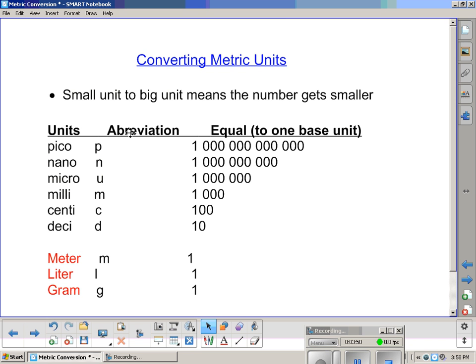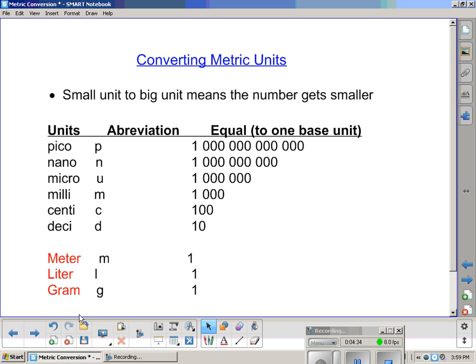So let's move on. We're going to move to converting metric units. When we convert small units to big units, it means that the number actually gets smaller, and here's half of the chart that we had earlier. Let's say we're converting from millimeters to meters. Now, milli is a smaller unit than a meter, so that means we're going from a small unit, milli, to a big unit, a meter, and the number should get smaller. So let's look here. We have 1,000 millimeters, and it's equivalent to 1 meter. And the number certainly did get smaller there.